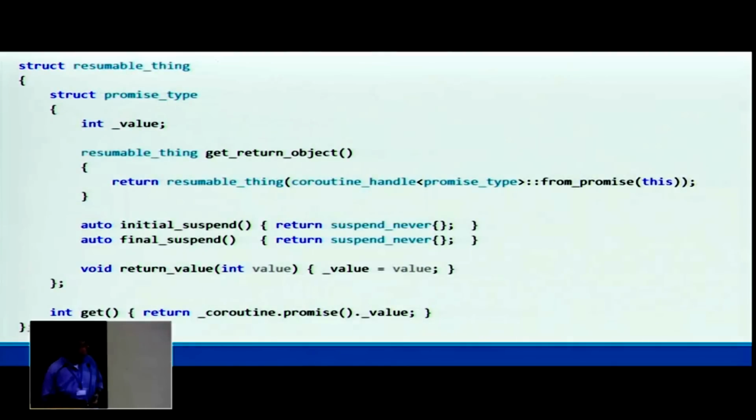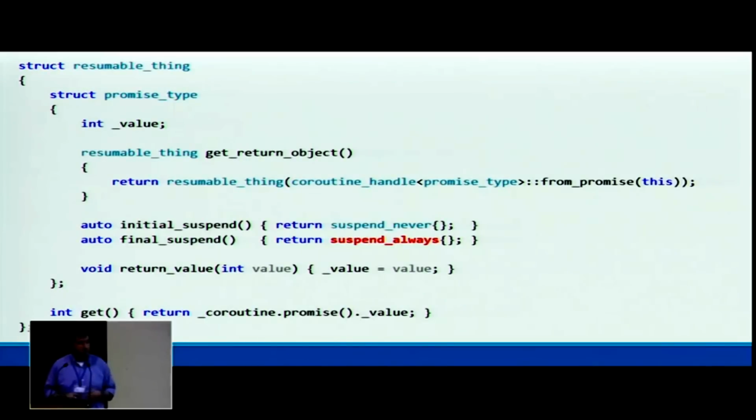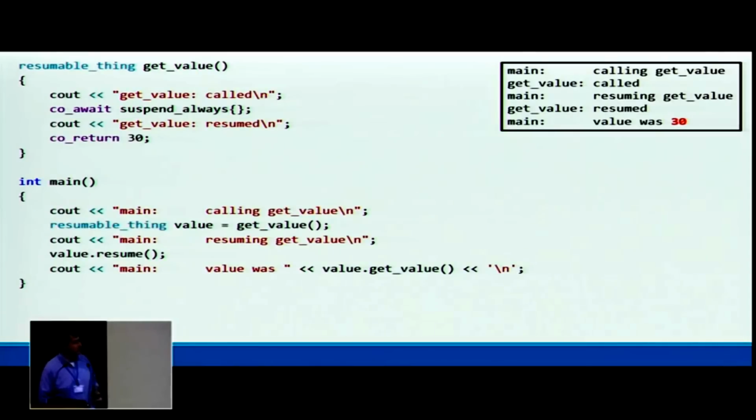So if we look at our promise type, we have to make one small change here to make this program work. Does anybody know what that change is? Okay. So we just have to change final suspend to be suspend always. Right, so now we'll reach that final suspend label. We'll await on that suspend always, which will suspend execution of the coroutine without destroying the coroutine. And so now if we run the program with that change, we get our value back.